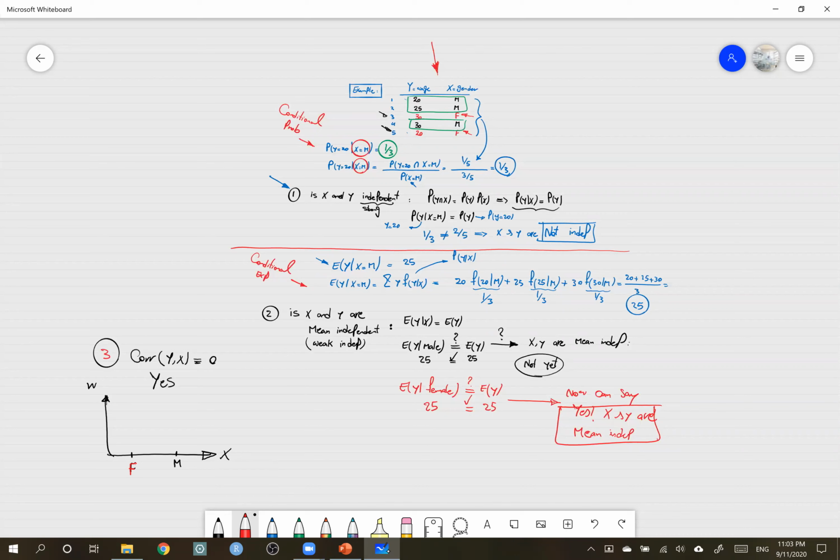What do I have? 20, 30. So let's say this is 20, this is 30. I have only 2 observations, right? So 20, 30. And for male, we were using black. So let's go back to black. What do I have? 20, 25, 30. We already showed that they are mean independent.